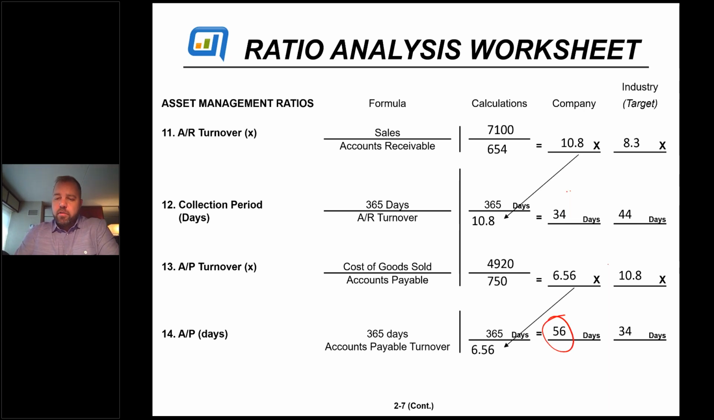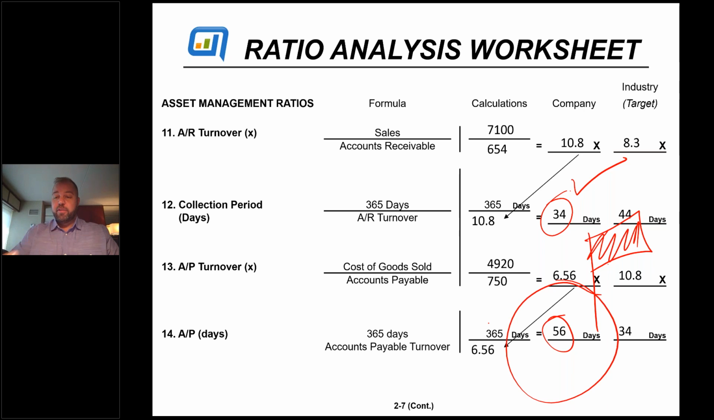Now, look at these two numbers. I get paid in 34, but I wait 56 days to pay. This is a red flag by the bank, red flag. And here's why it's a red flag. Because you're getting money. How come you're not paying your bills? Right? That's what they're asking. You're getting paid, you're just not paying.